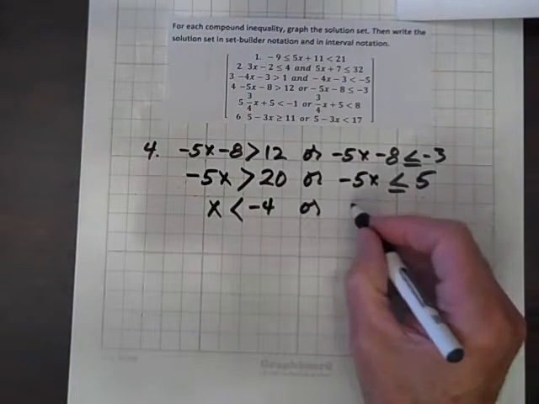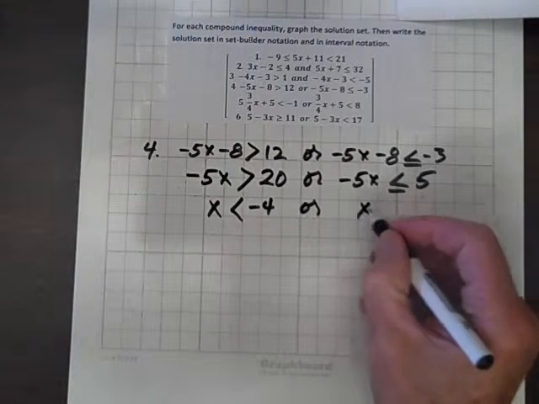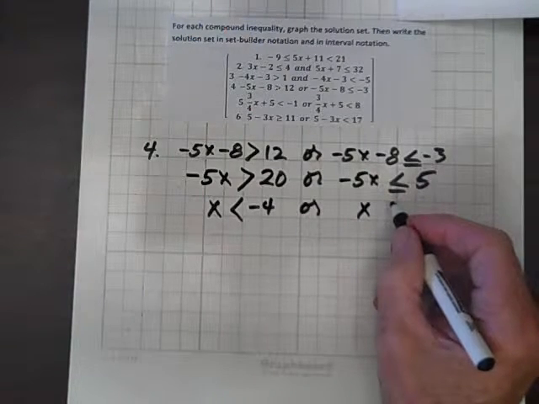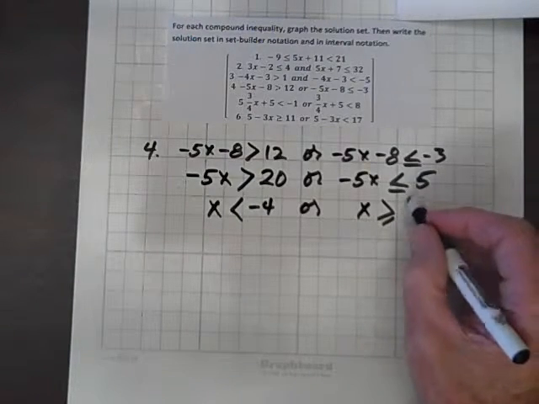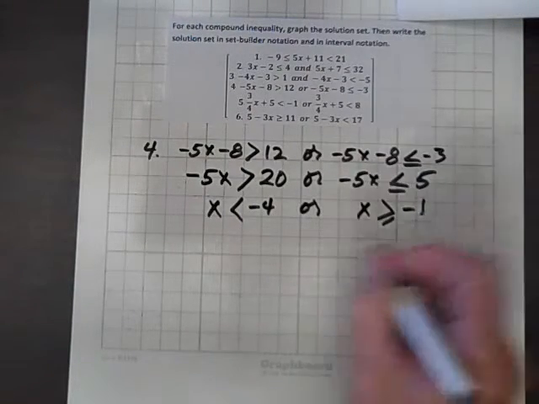Or, and isolating x by dividing by a negative 5, we'll have to flip the inequality, and 5 divided by negative 5 is negative 1.